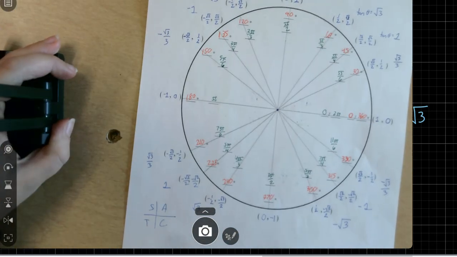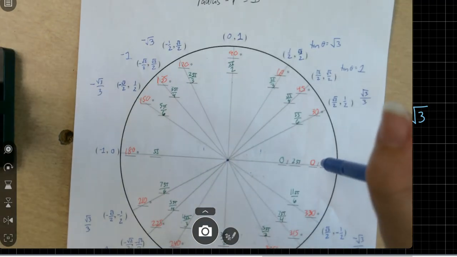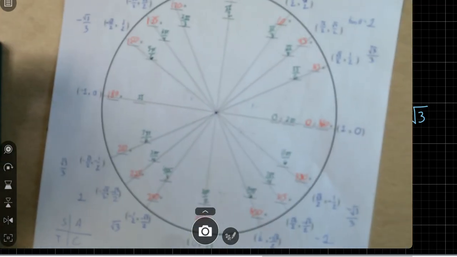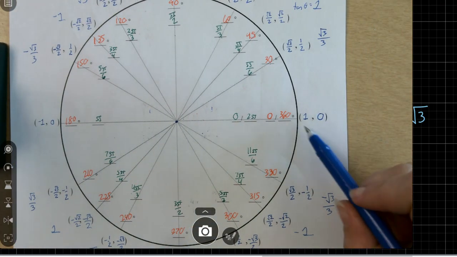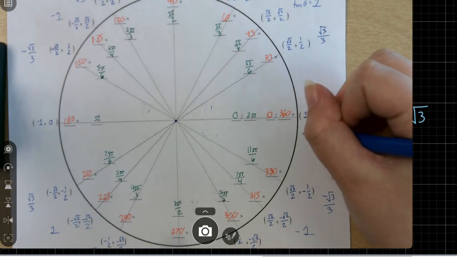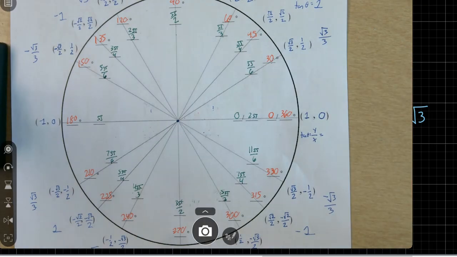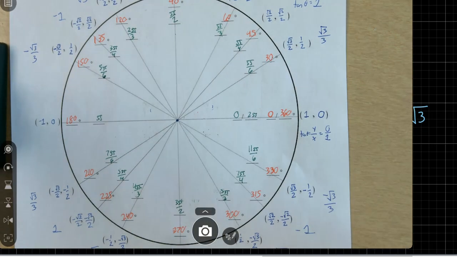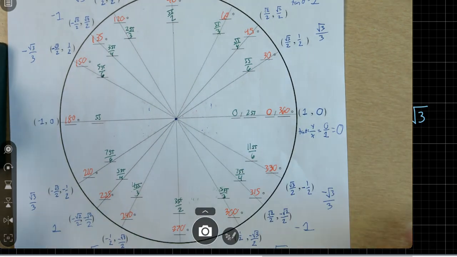Almost. We have one more thing. We did not do tangent at 0, 90, 180, and 270. Over here, we gotta figure out what tangent is. So I gotta put y over x to get tangent. What is my y value? What is my x value? Okay, what does that equal? 0. So equals 0. Yep.